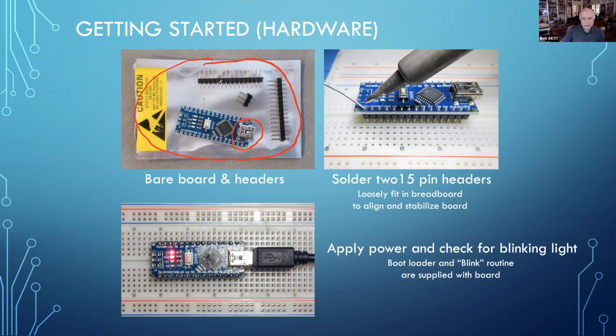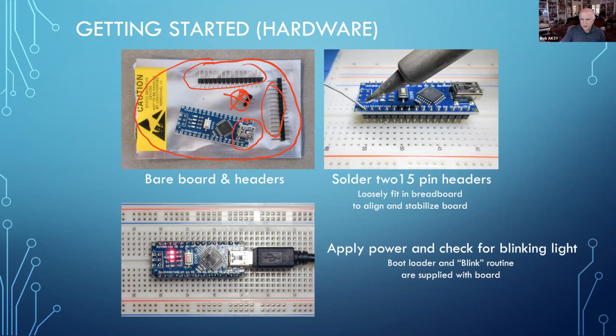So what comes is a set of headers, and there are 3 headers here. This one here in the center, we typically don't use. There's no real need to connect that particular header. That's for in-circuit programming. All the programming that we're going to do on the Arduino can be done through the USB interface.